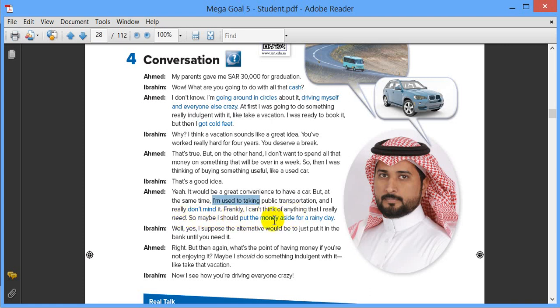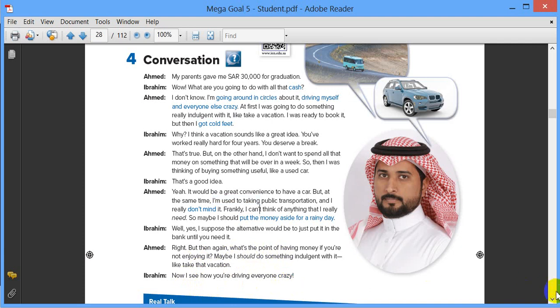And I really don't mind it. Frankly, I can't think of anything that I really need. So maybe I should put the money aside for a rainy day, to reserve money, or put money for a difficult day when you are in need. Ibrahim: Well, yes, I suppose the alternative option would be to just put it in the bank until you need it, right? But then again, what's the point of having money if you're not enjoying it? Ahmed: Maybe I should do something indulgent with it, like take that vacation. Ibrahim: Now I see how you're driving everyone crazy.